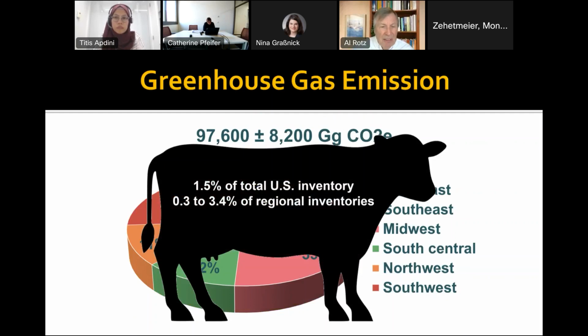What this represents, if we compare this to the total U.S. inventory of greenhouse gas emissions, is about 1.5% coming from dairy farms in the United States. And within the regions, this varied from a low of 0.3 to a high of 3.4%.